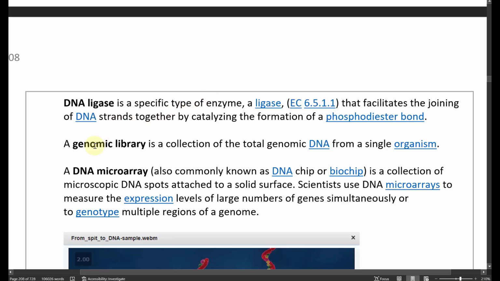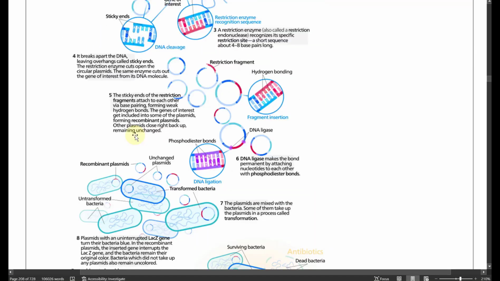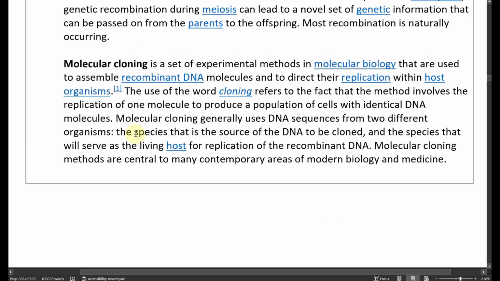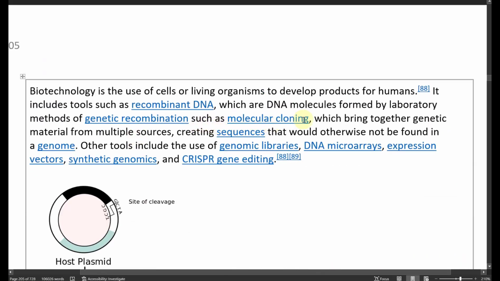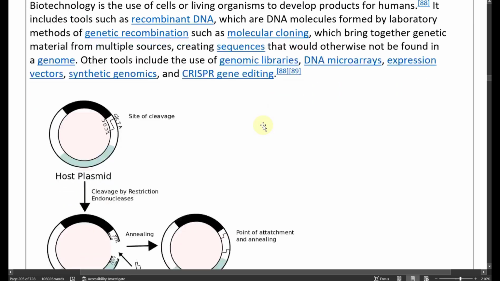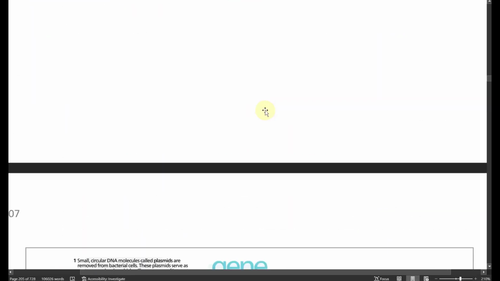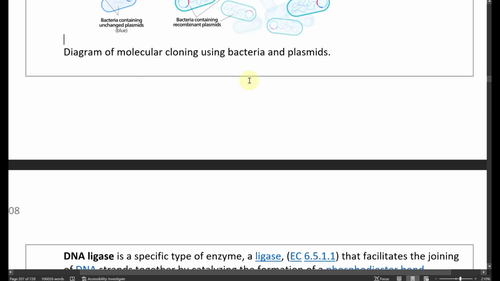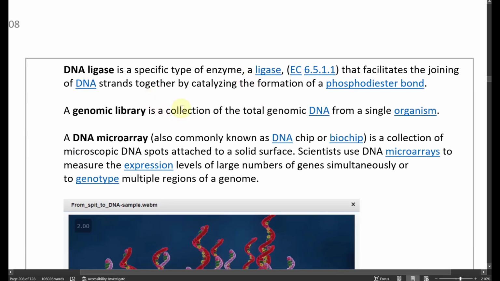All right, so the next one is the genomic library, and this is if we scroll all the way back up before this molecular cloning. Remember we mentioned over here, we mentioned molecular cloning as a method of genetic recombination, and other tools include the use of genomic libraries, DNA microarrays, expression vectors, synthetic genomics, and CRISPR gene editing. So let's discuss these. All right, so let's keep scrolling. A genomic library is a collection of the total genomic DNA from a single organism.